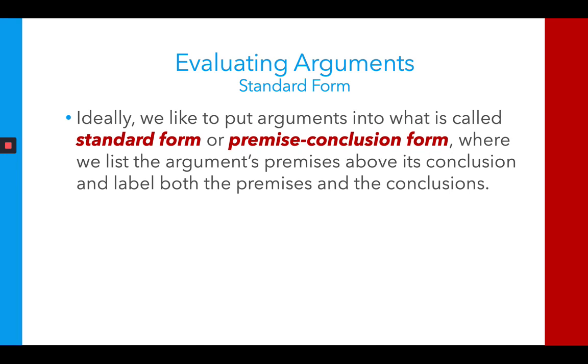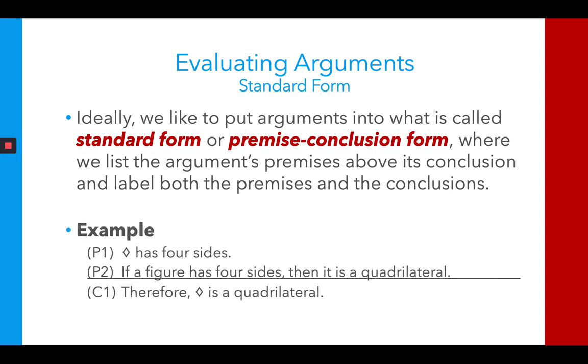And in that form, what we do is we list the argument's premises above the conclusion, and then we label those things. So we're really setting it out line by line. So if we take that argument we just looked at and put it in standard form, it would look like this. Premise 1, the diamond has 4 sides. Premise 2, if a figure has 4 sides, then it's a quadrilateral. Conclusion, therefore, the diamond is a quadrilateral. So with P1, P2, C1, what P1 means is this is the first premise. P2 means this is the second premise. C1 means this is a conclusion.